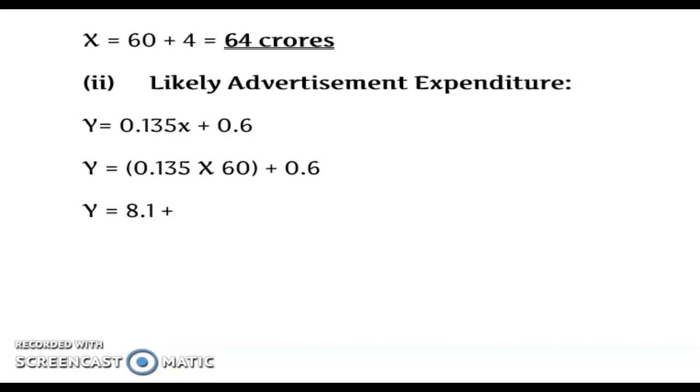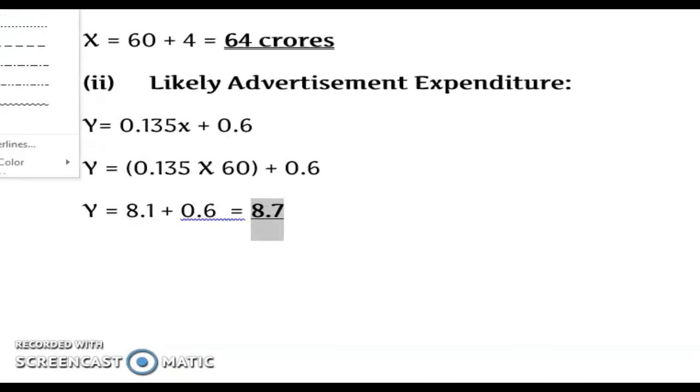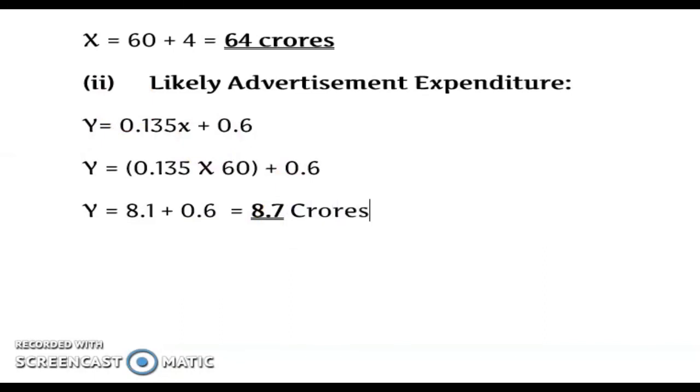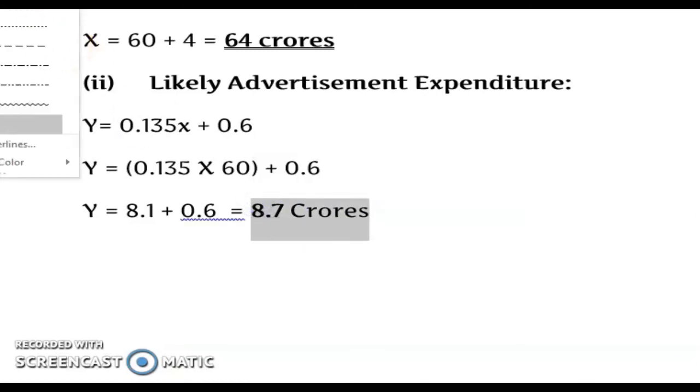plus 0.6, which is equal to 8.7. So this is our value of y if the anticipated sales are 60 crore. So they have to incur an advertisement expenditure of 8.7 crore to achieve a sales target of 60 crore as per our regression estimation. This is the advertisement expenditure which they have to incur.